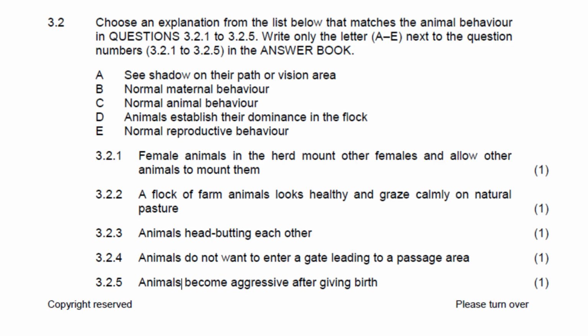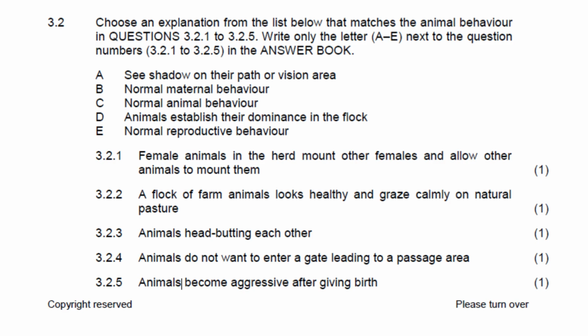And it looks like the best possible option there is animals which are establishing their dominance in the flock. Right. Then you scratch that one. So you have 2 options now left. You have 2 questions left, or descriptions or explanations left. And then you have 2 options left.